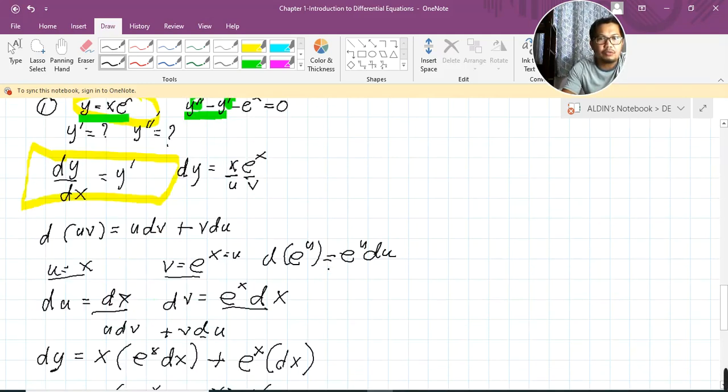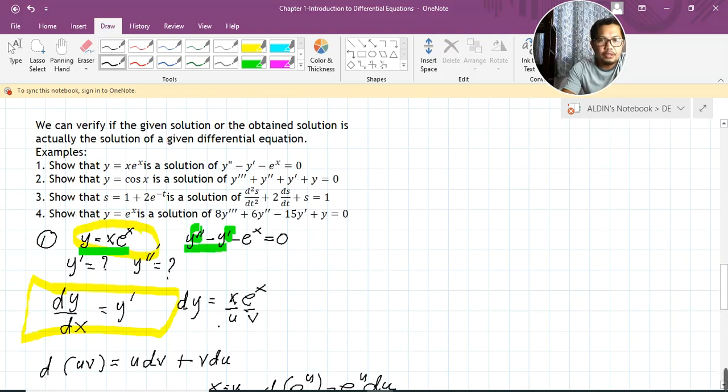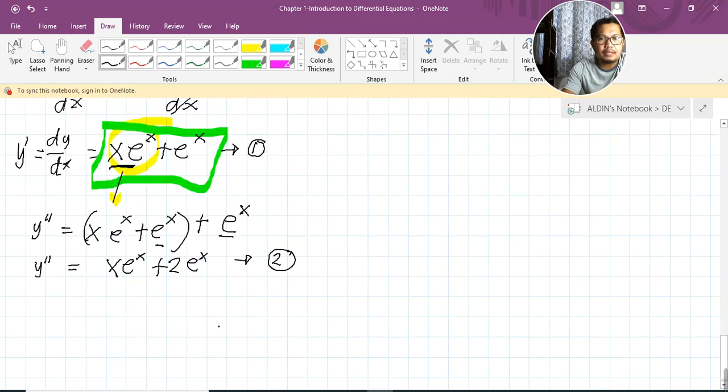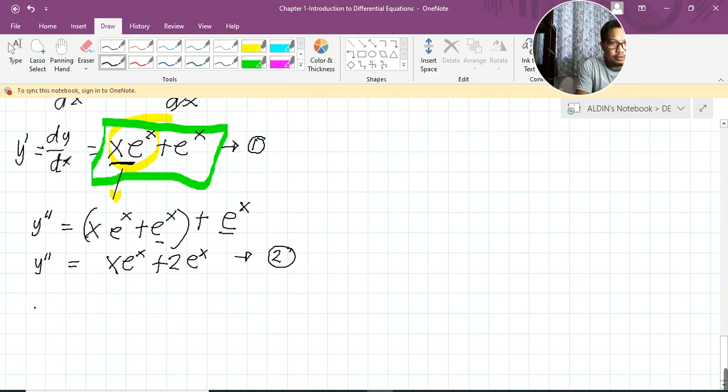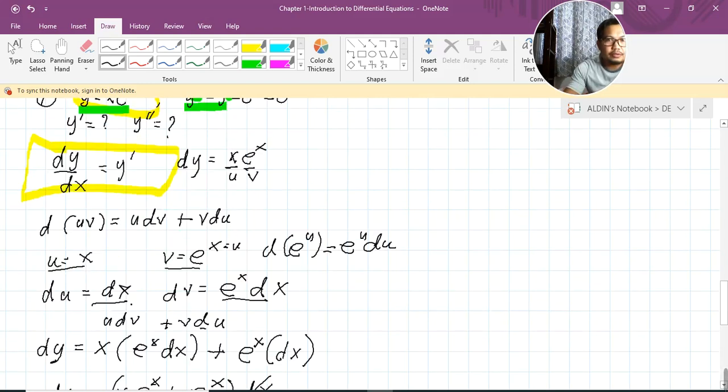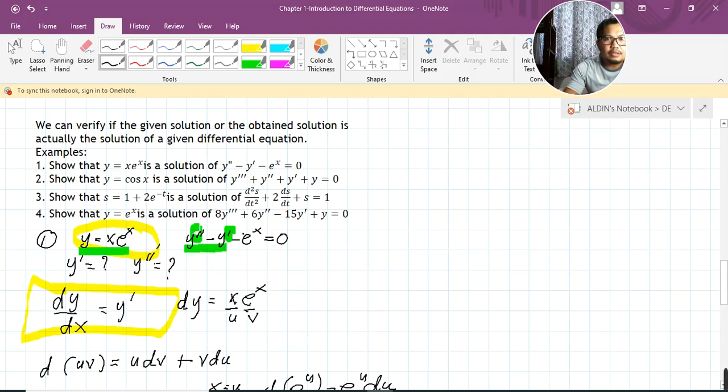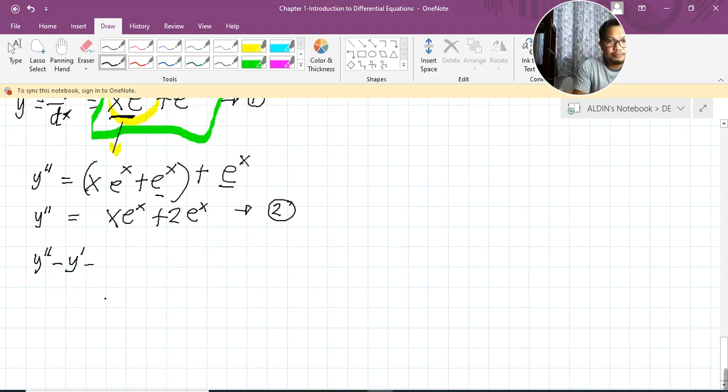Let's substitute that into the equation. So, the equation, I'll write it down here so we can substitute: y second derivative minus first derivative minus, what was that? Minus e raised to x is equal to 0.